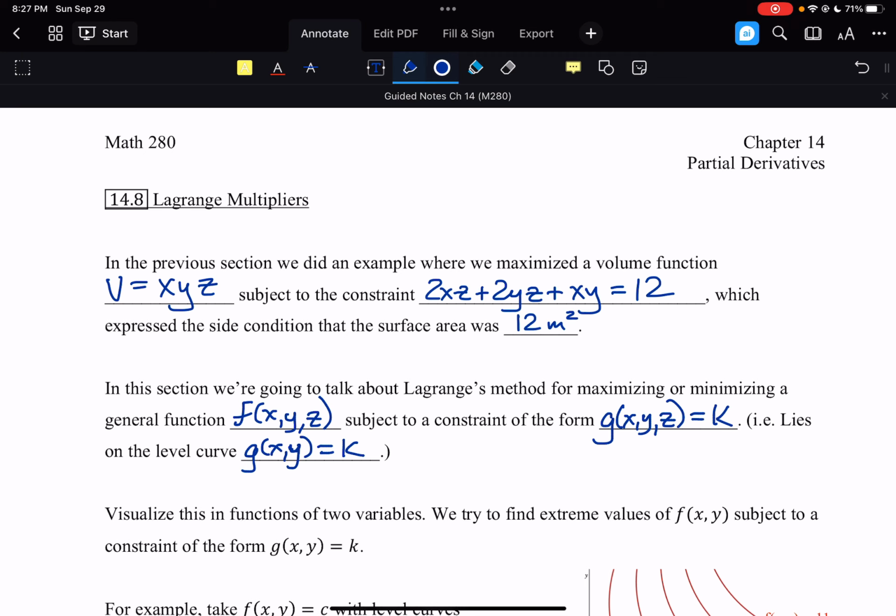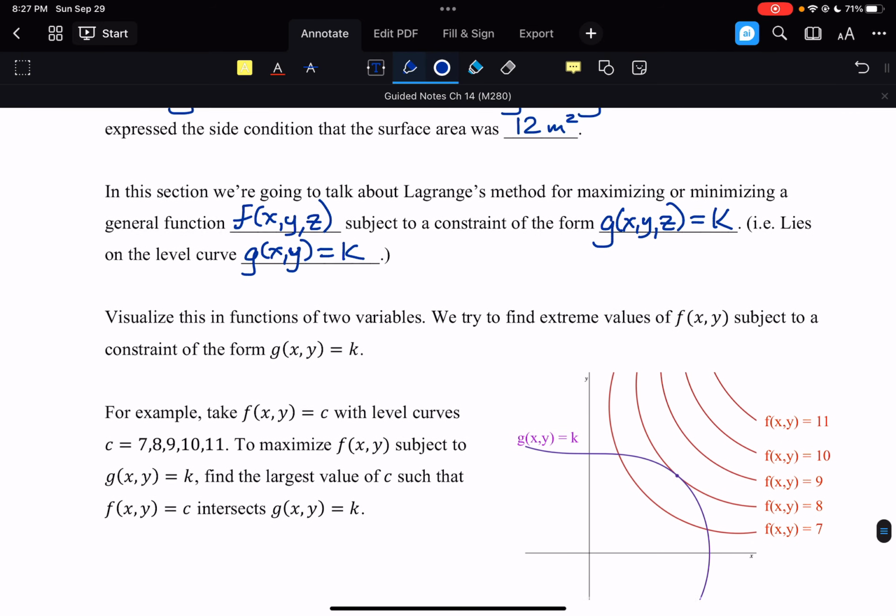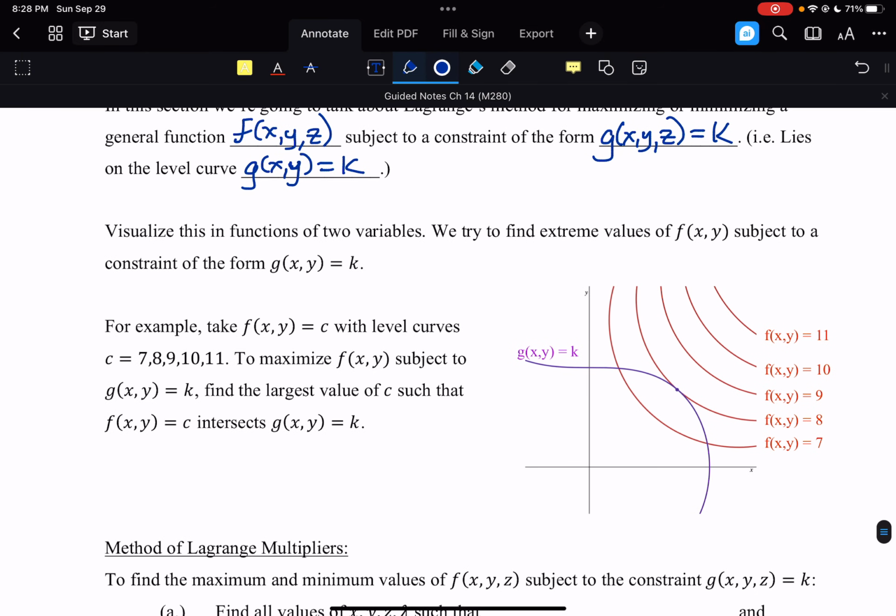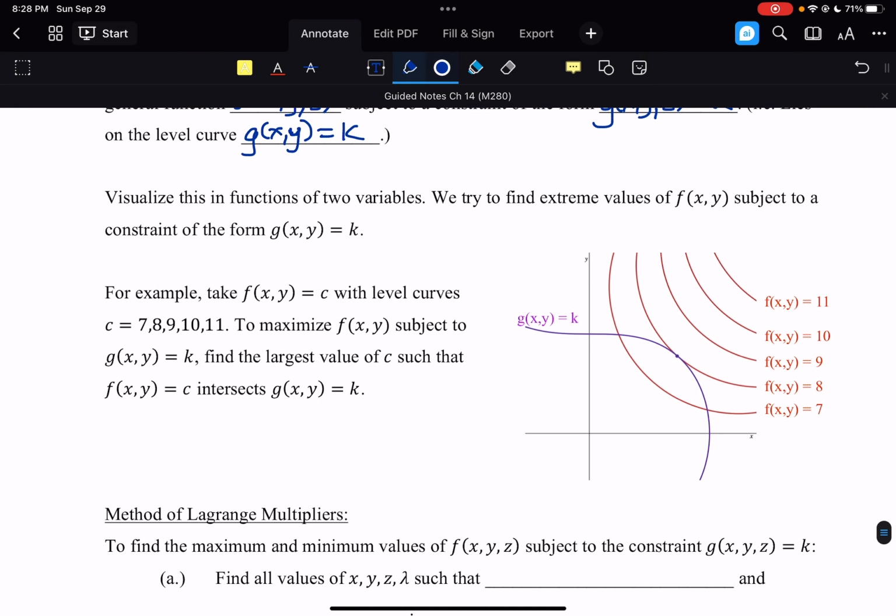So I want to try to visualize this a little bit. So I've got a graph down here for us to look at. We're trying to find extreme values of f of xy subject to a constraint of the form g of xy equals k. So for this example, take f of xy equals c with level curves 7, 8, 9, 10, and 11. So you can see that's all the red curves here. These are all different level curves of some surface, some function. Find the largest value of c such that f of xy equals c intersects with g of xy equals k.